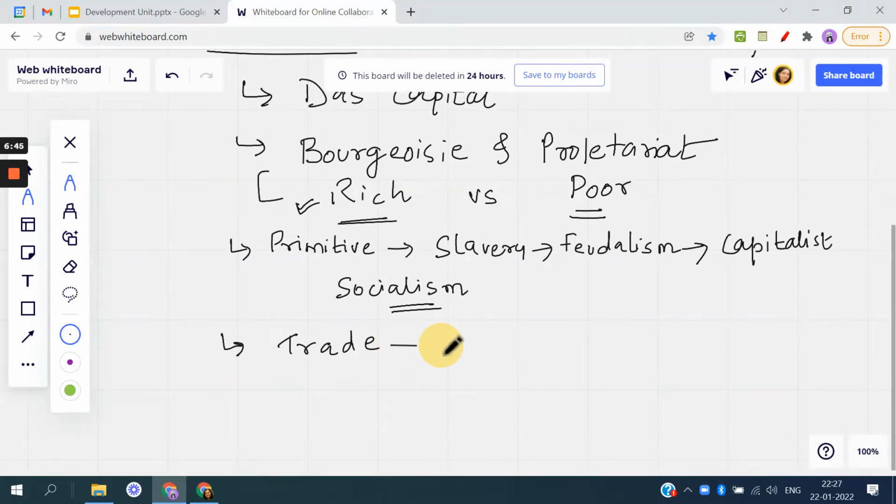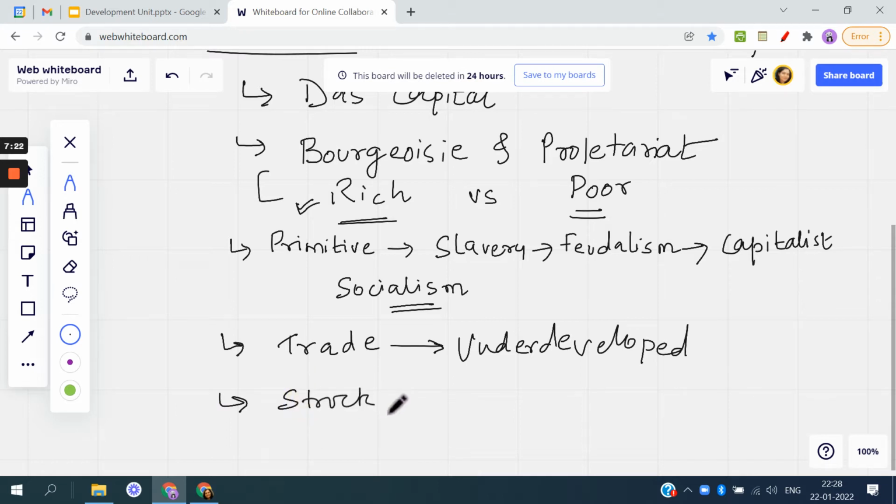So this trade system would be for the countries where the underdeveloped countries will remain underdeveloped. Why? Because the rich people of the world want to be in power, so they would be dominating the world's functions, the world's economy, the world's structure. The world structure would be dominated by the capitalist people. This is what he called structure.